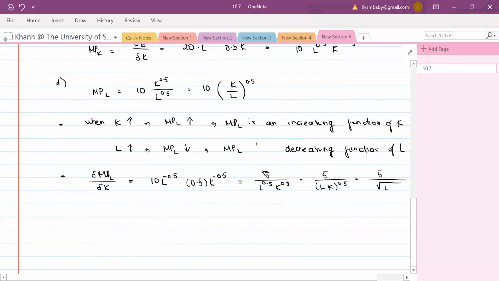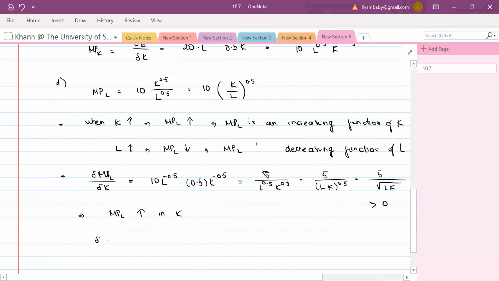So 5 over the square root of L times K. Now, as you can see, this is definitely positive. L and K are positive, the square root of those is going to be positive, and 5 divided by that is going to be positive. So if this differential is positive, then we conclude that marginal product of labor is an increasing function of K, or increasing in K.